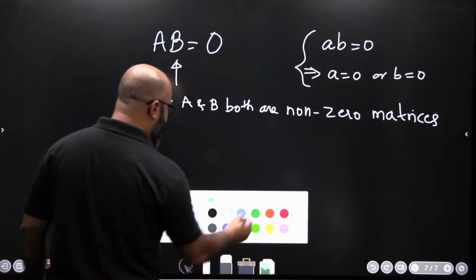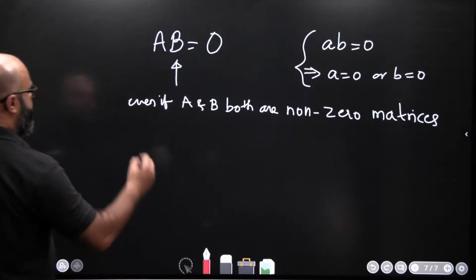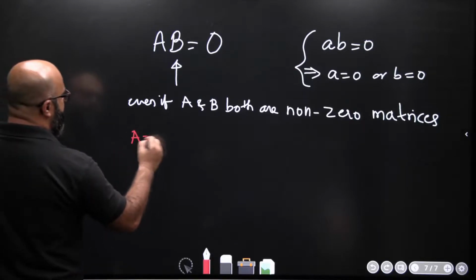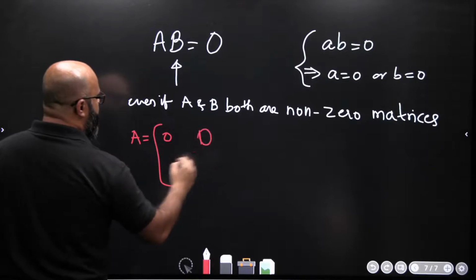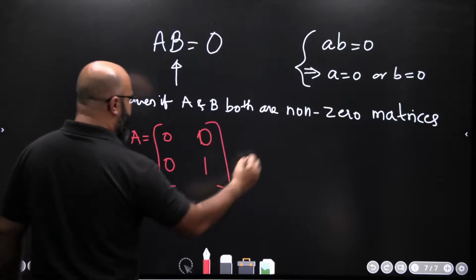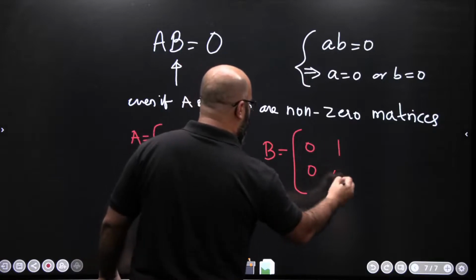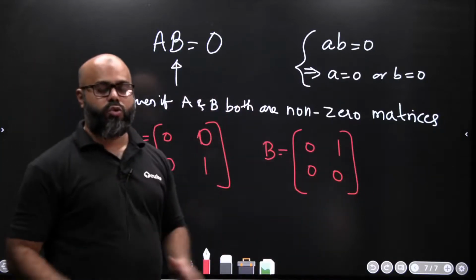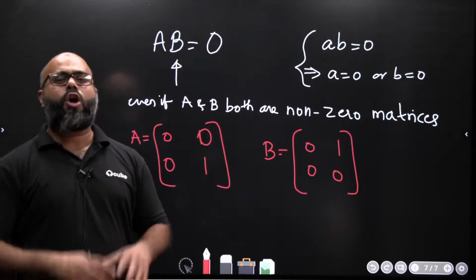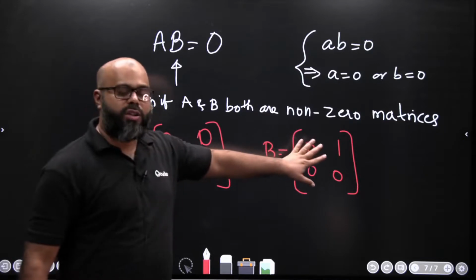Now let us take an example. A is a matrix 2 cross 2 like this. Let us take B as a matrix like this. So I have taken a matrix, it is not null. This is also not null. You already know what a null matrix is, where all the entries are 0. So here not all the entries are 0, and here also not all the entries are 0.